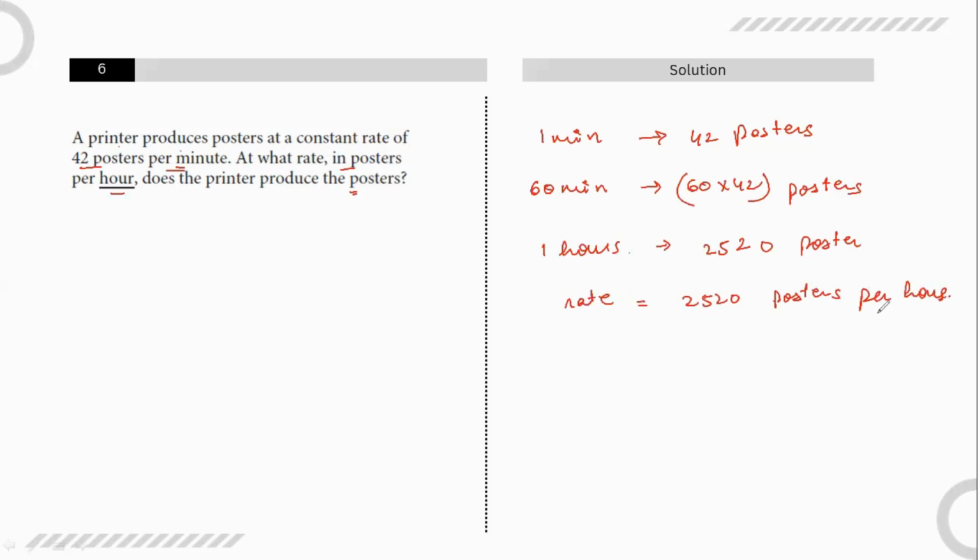So directly the concept asked is based on unit conversion. You just have to convert units. In 1 minute it is 42 posters, so in 60 minutes, it will be just 60 times the 1 minute number of posters. So that will be the answer here, 2520.